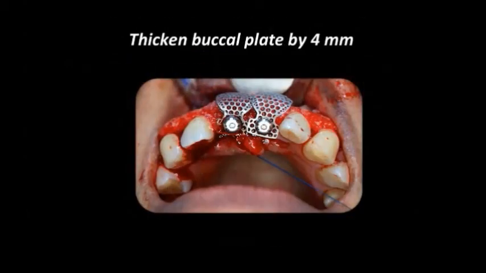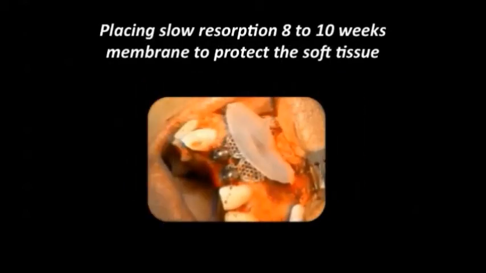As you can see here, the thickness of the buccal plate, we increased 4 mm. As you can see from the picture here, the thickness of the buccal plate of bone to the implant is more than 3 to 4 mm. And even if we get some kind of resorption, we'll still have a big amount of bone on the buccal side. After that, I place a resorbable membrane.